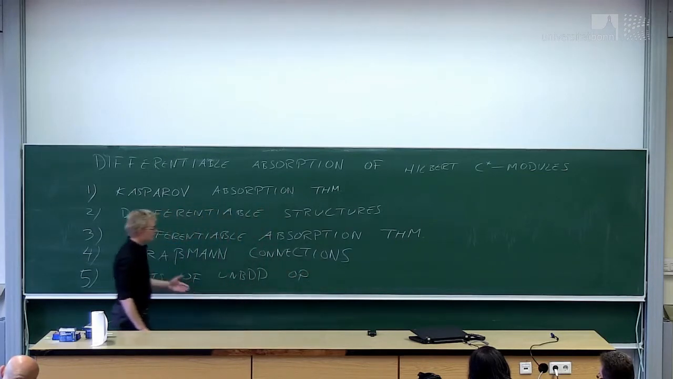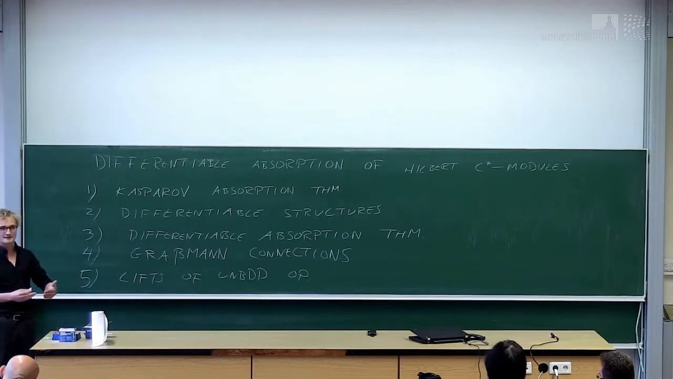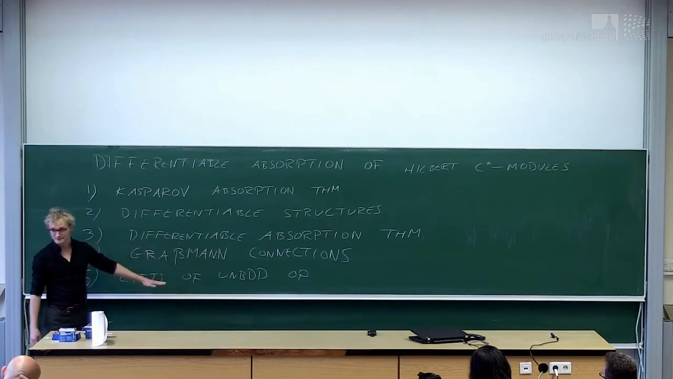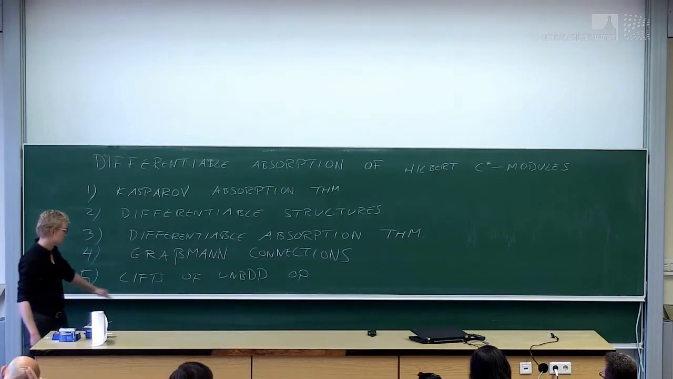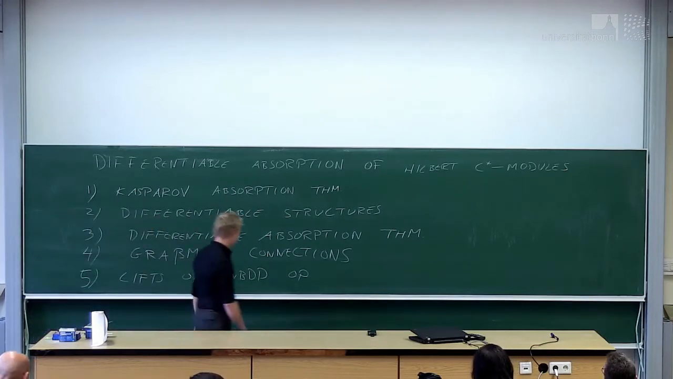Here the problem is that you have some auxiliary unbounded operator acting on the Hilbert C star module. And then you want to use this connection to lift it to an unbounded operator which is defined on an interior tensor product. Then you want to study the properties of these lifts afterwards. So that's the plan.